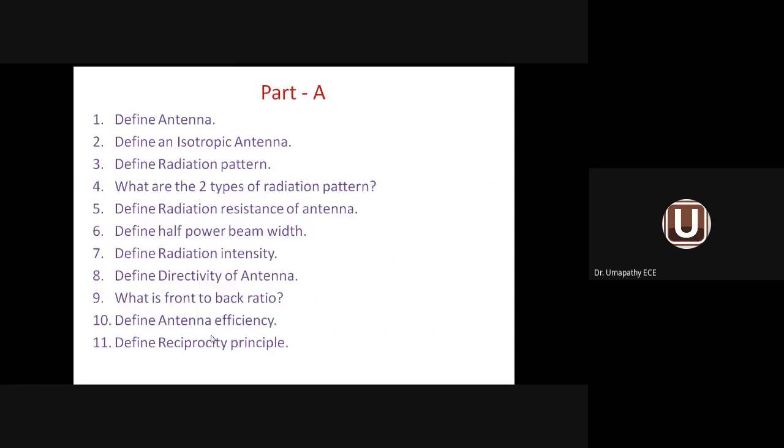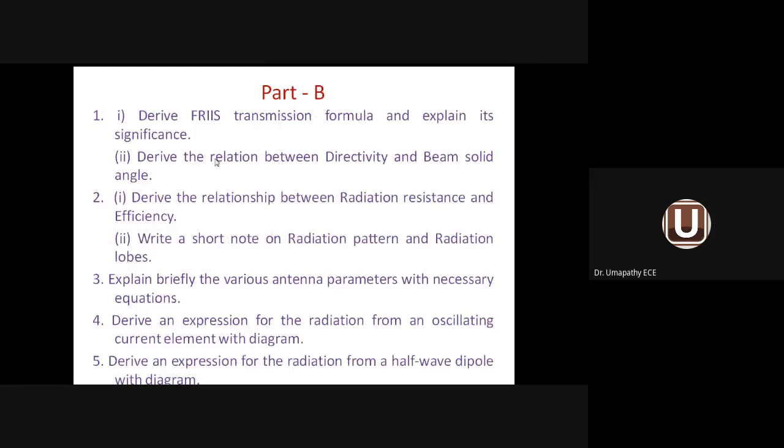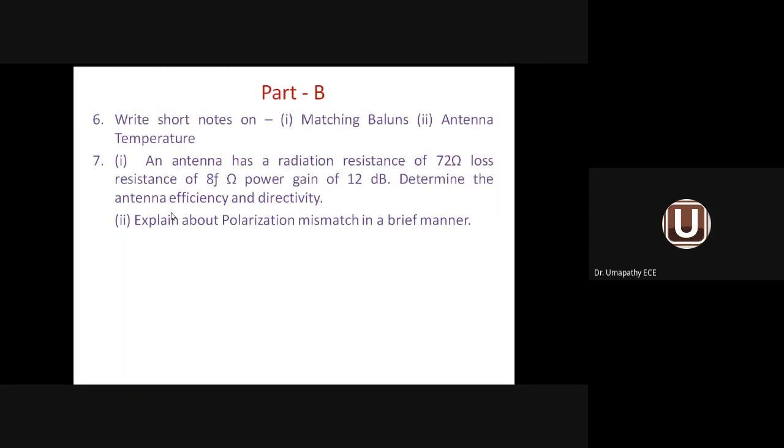So these are the topics under unit 1. There is a model question paper at the end. These are the possible part A questions: definitions like defining antenna, isotropic antenna, radiation pattern, and so on. Some 23 part A questions are there, followed by 7 part B questions. So thereby this unit 1 is over.